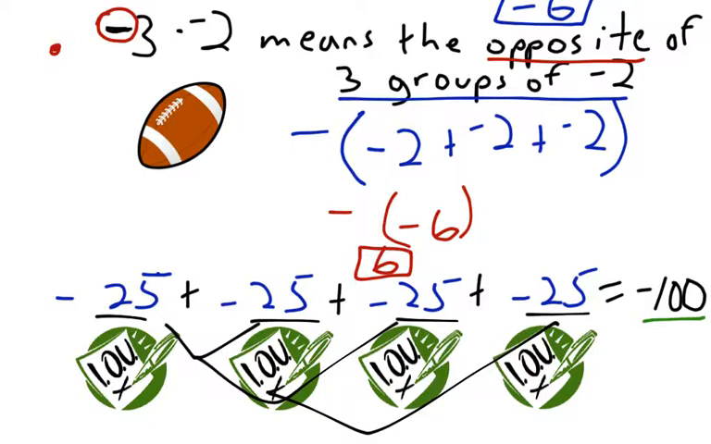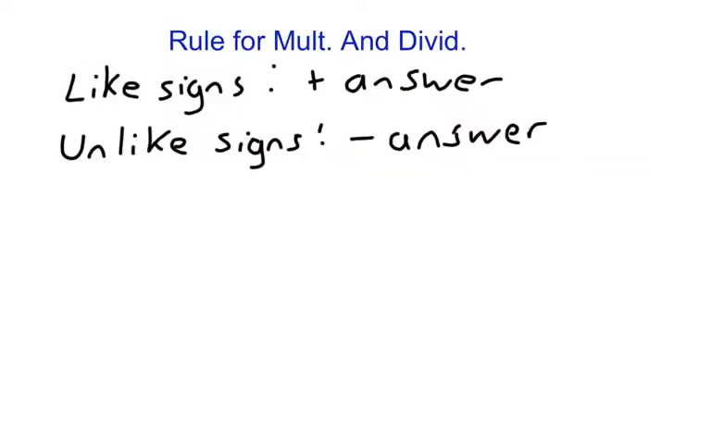All right, back to that rule. Did you figure it out? All right, here it is. Like signs give us a positive answer, and unlike signs give us a negative answer. All right, what does that mean? Well, let's do an example on that.